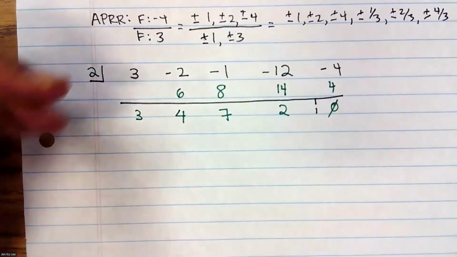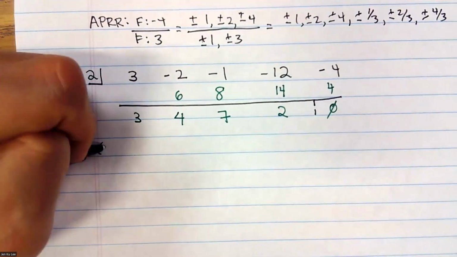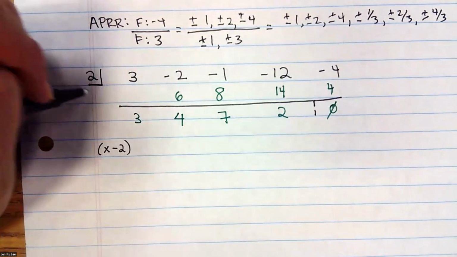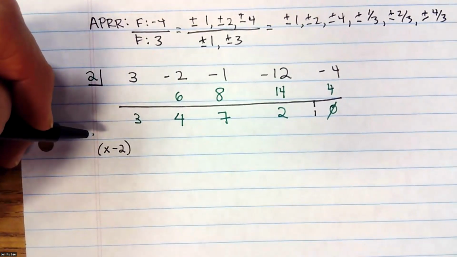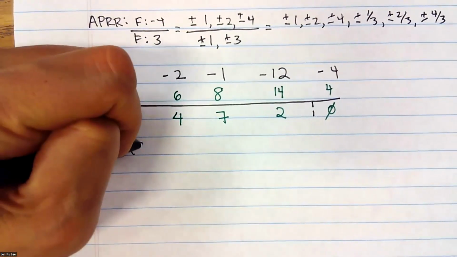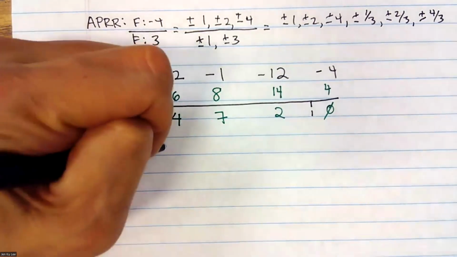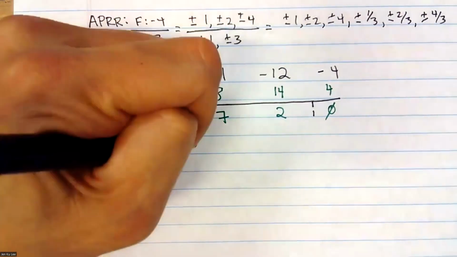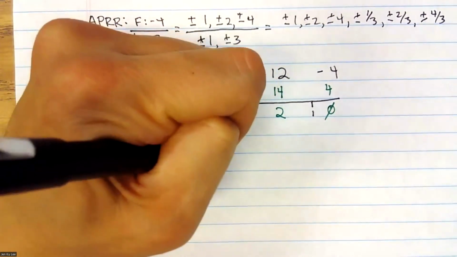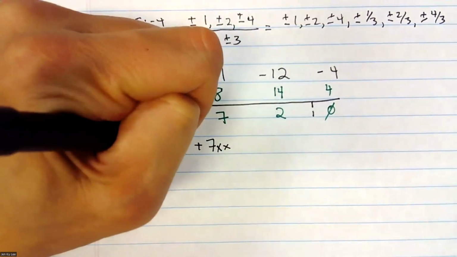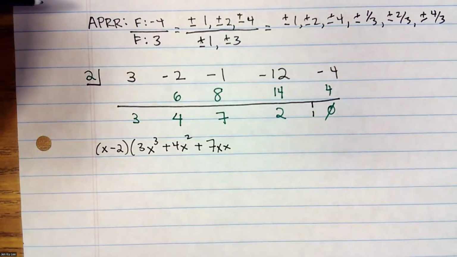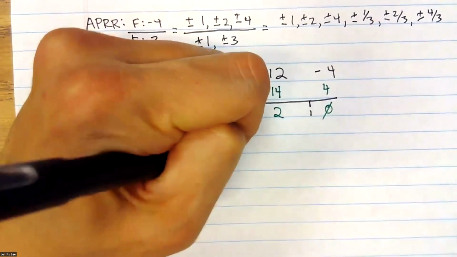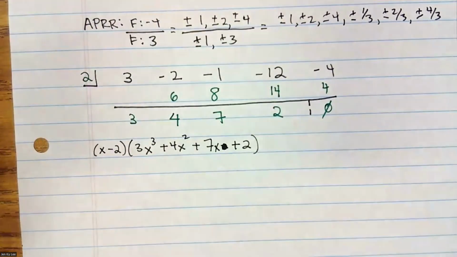So now I have x minus 2 from here to 2. And then 3x to the third plus 4x squared plus 7x plus 2. Correct?